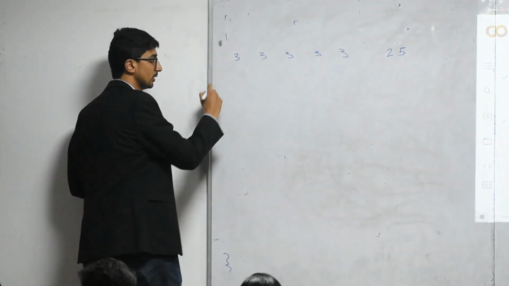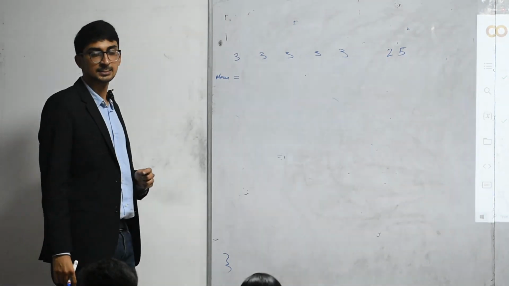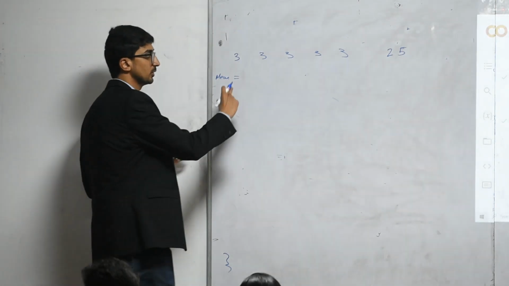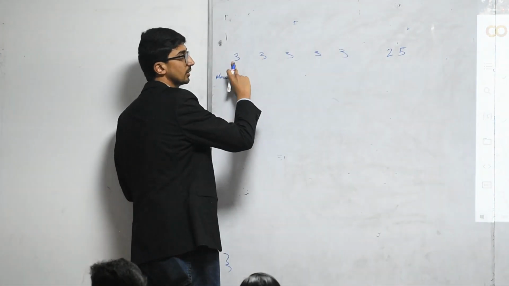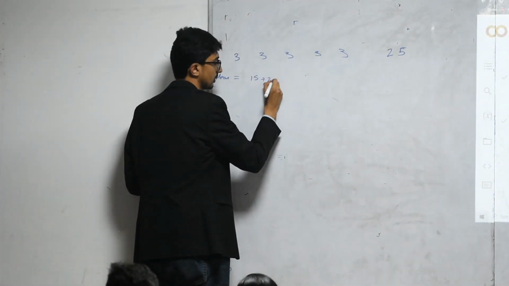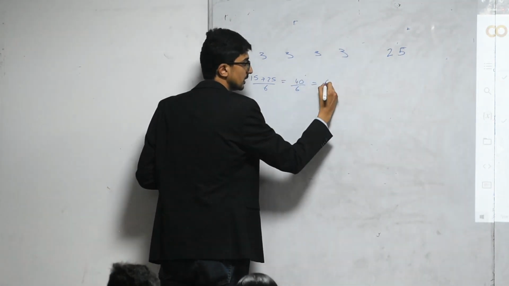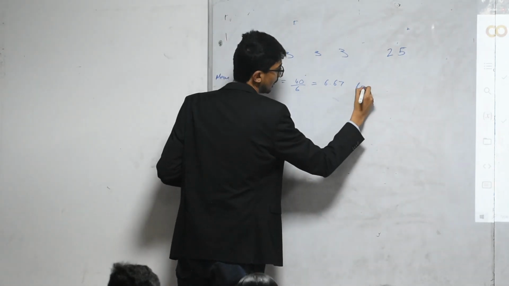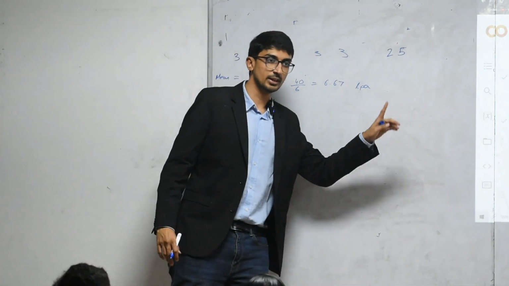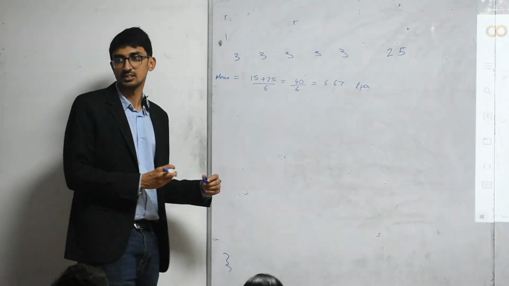What is the mean right now over here? Let's not do all this mental gymnastics. This is 15 plus 25 divided by 6. This is equal to 40 divided by 6, which is equal to 6.67, let's say. So now there is one college, they go and advertise 6.67 LPA as the average package. But is that an accurate representation?